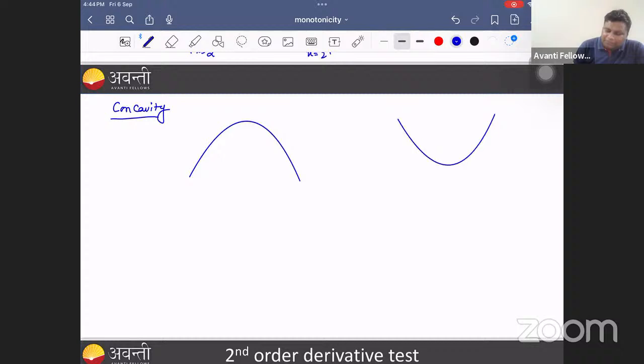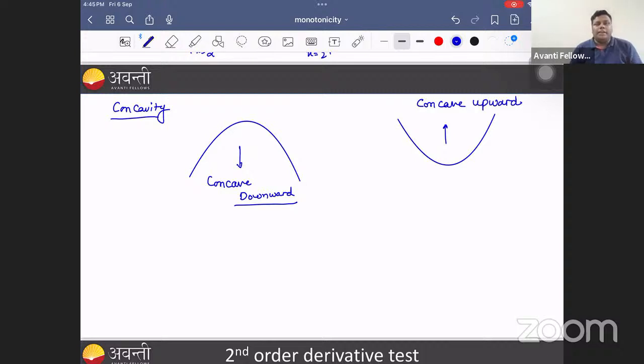This type of graph we call concave downward. And then we have this kind of graph which we call concave upward. Got it? There are two kinds of graphs, concave downward like this kind of shape and concave upward like this kind of shape. All right.